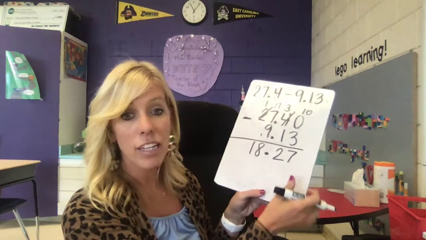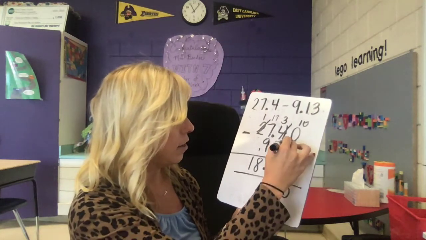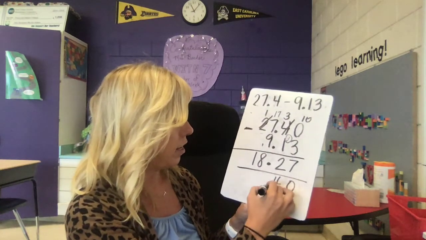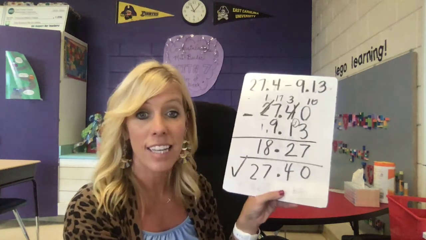Let's add to check. 7 plus 3 is 10. Carry my 1. 2, 3, 4. 9 and 8 is 17. 27. There we go. That is it.